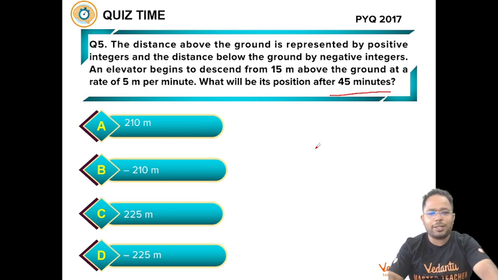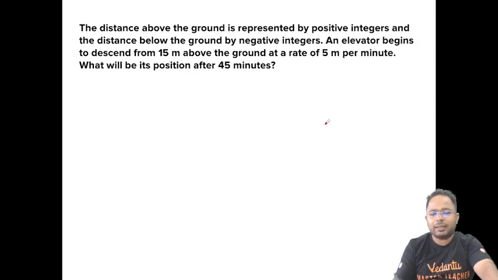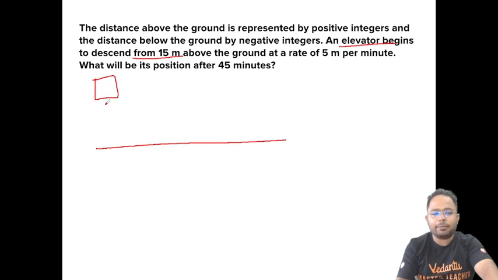Pause the video and solve it. So students, are you getting the answer as minus 210? Then it's absolutely correct. So let's look at how we can do it. Let's say this is our base ground, and the elevator begins to descend from 15 meter above, so the elevator is somewhere here, which is already 15 meter above the ground.